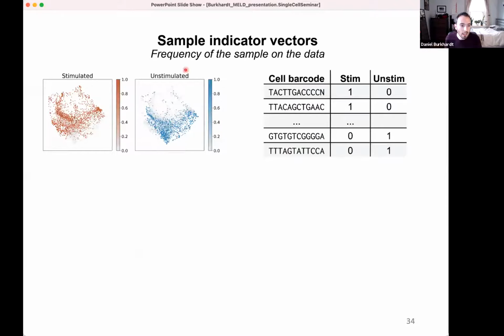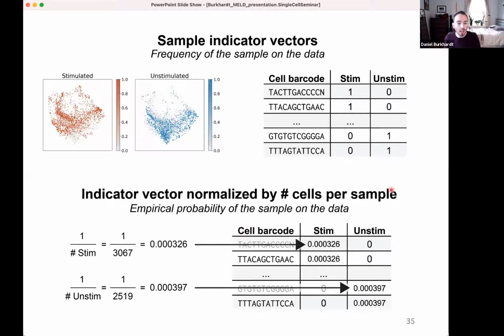Now to show you how this works on real data, I'm looking again at the same set of T cells from that CRISPR screening experiment I was talking about at the beginning. We have cells that were stimulated with anti-CD3, CD28 beads, and cells that are unstimulated. We know a set of cell barcodes, and then we have a sample indicator vector that is 1 for cells from the stimulated condition and zero otherwise, and another indicator vector that is 0 for the unstimulated condition and 1 otherwise. Here we're just showing them on a fate embedding of the data set. Imagine this is very similar to the PCA plot I was showing you earlier, just using fate.